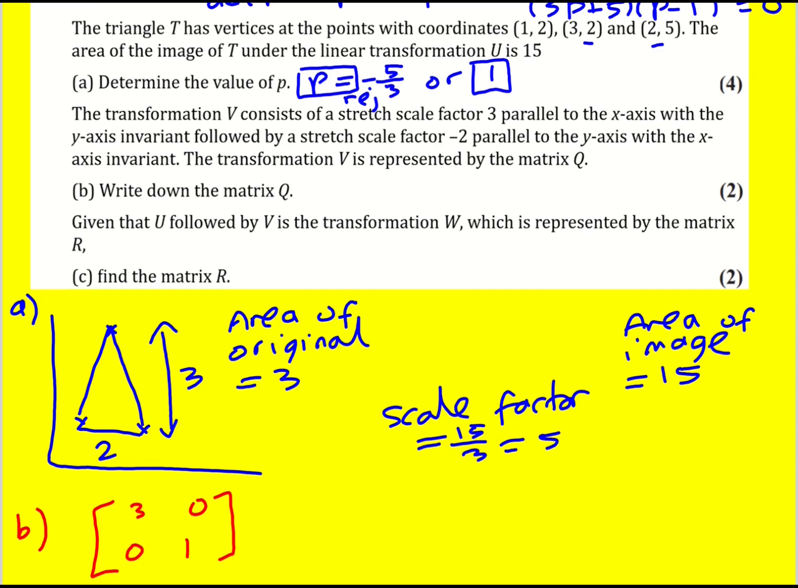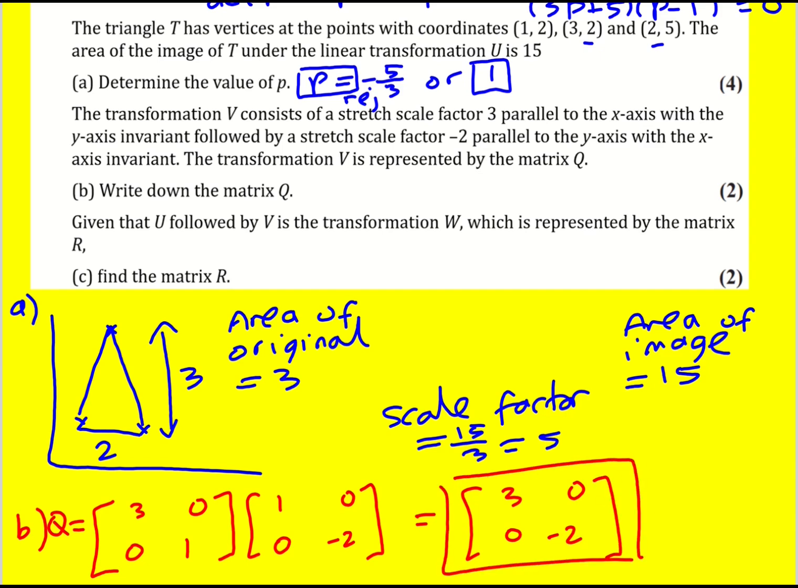Followed by a stretch scale factor minus 2. This would be when I keep x the same. Minus 2 parallel to the y-axis with the x-axis invariant. And then the transformation V is represented by Q. So Q is the product of these, which just actually becomes 3, 0, 0, minus 2. And you can write this straight down. I was just trying to do it step by step, but you might be able to see that that is essentially what it ends up being.